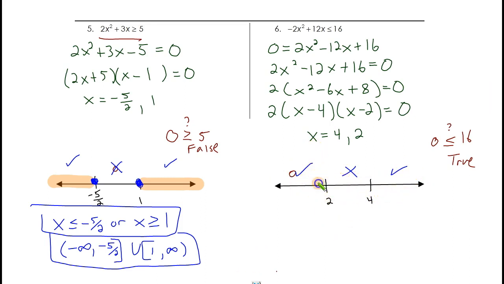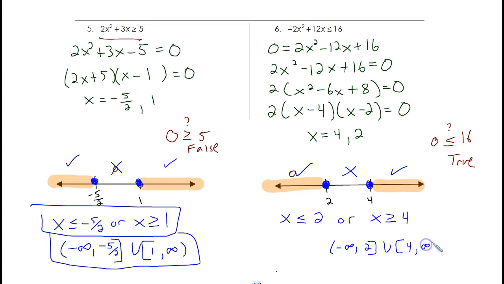We have another OR problem. We go back to the original inequality and see that it's or equal to, that's closed circles, closed circles. So x is less than or equal to 2, or x is greater than or equal to 4. The alternative way to write that is negative infinity, comma 2, union 4, comma infinity.